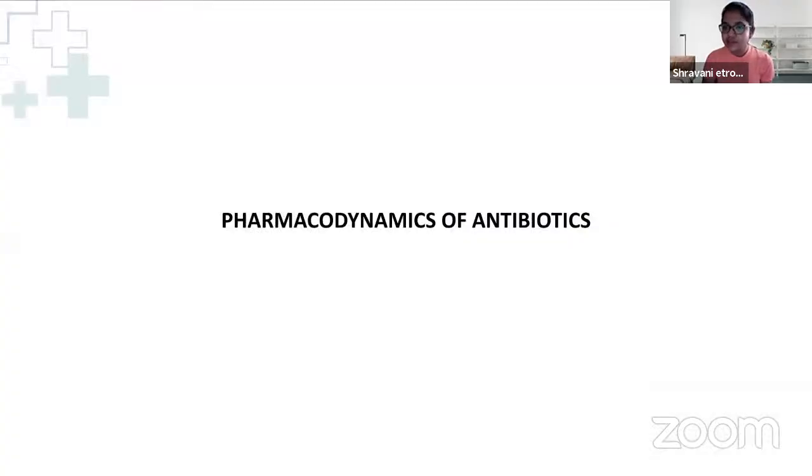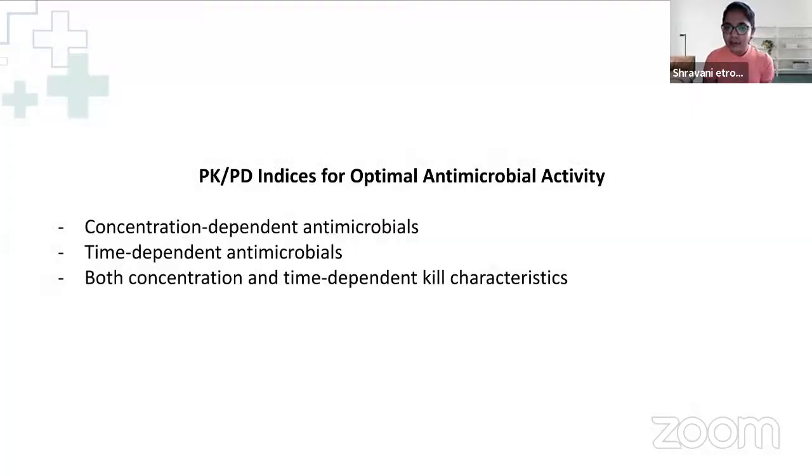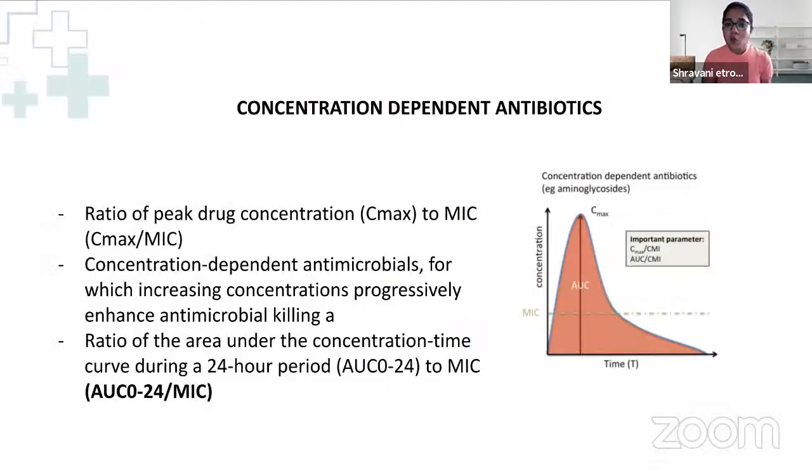So, pharmacodynamics of antibiotics. We know that PK/PD indices are divided into three different types: concentration dependent antibiotics, time dependent antibiotics, and both concentration and time dependent kill characteristics. So what does concentration dependent antibiotics mean? The ratio of peak drug concentration to MIC.